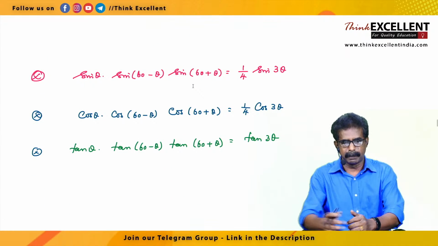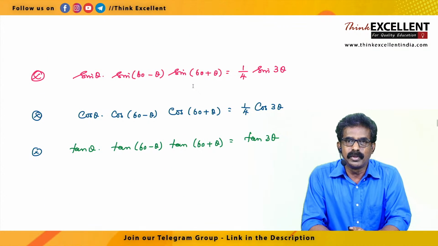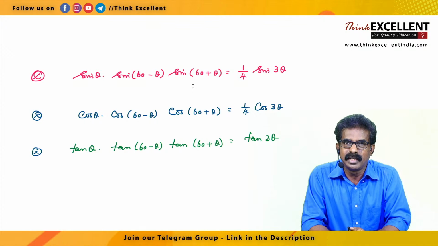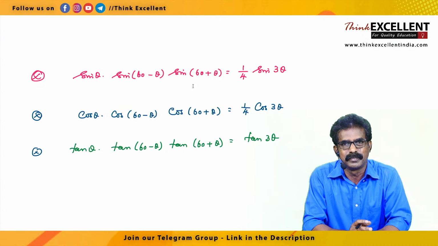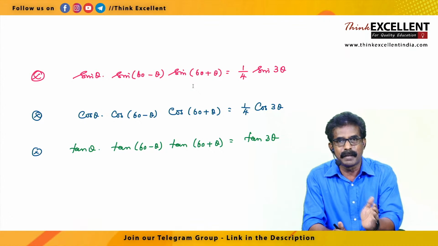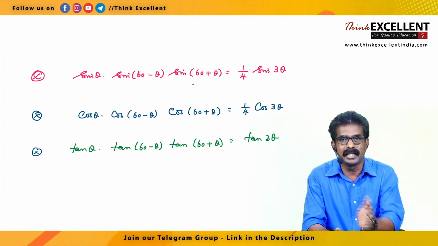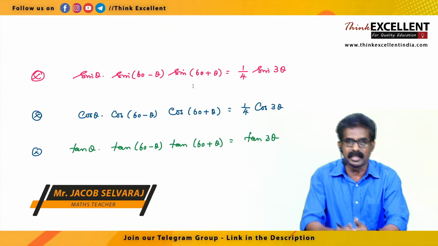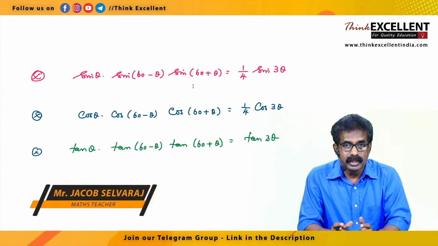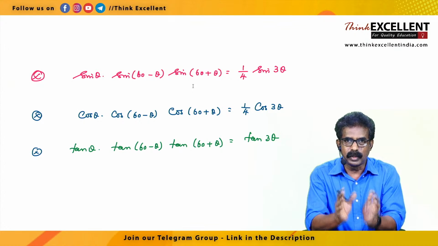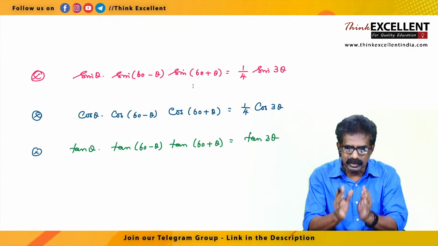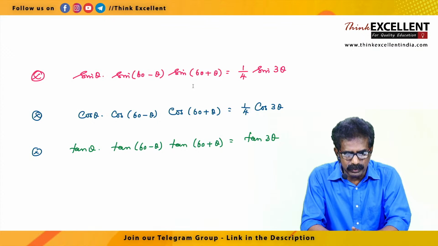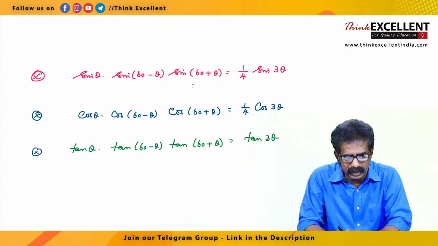Now listen, today I'm going to give some interesting facts. Last class we studied, if a plus b is equal to 90, then tan a into tan b is equal to 1, cot a into cot b equal to 1. Like that, now I'm giving 3 results. Today's challenging questions are based on today's class only, not the previous classes. So watch very carefully. This is one result I'm giving.